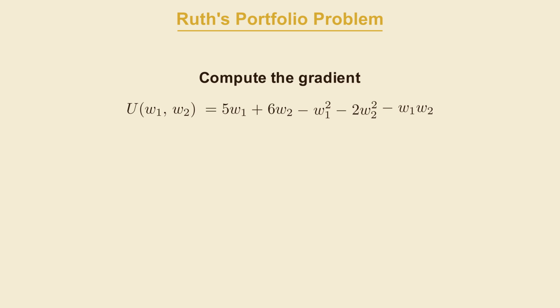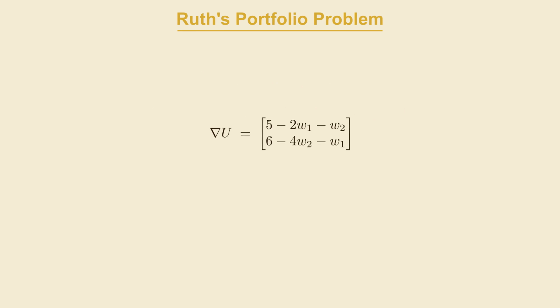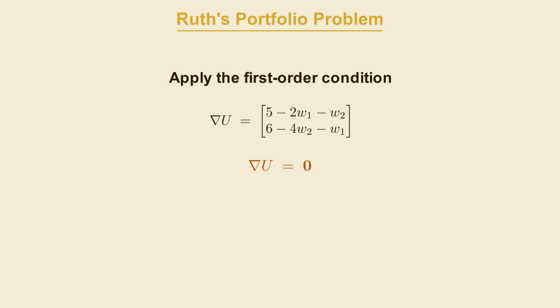We start by computing the gradient. The partial derivative of utility with respect to W1 holding W2 fixed is 5 minus 2W1 minus W2. The partial with respect to W2 holding W1 fixed is 6 minus 4W2 minus W1. So the gradient is the vector with those two entries stacked. Now we apply the first order condition. Setting the gradient equal to 0 gives us two equations. 2W1 plus W2 equals 5, and W1 plus 4W2 equals 6.